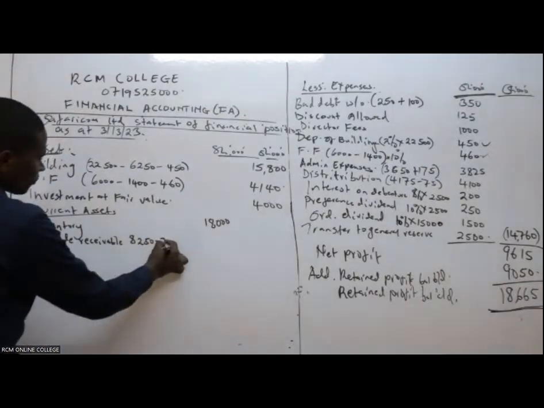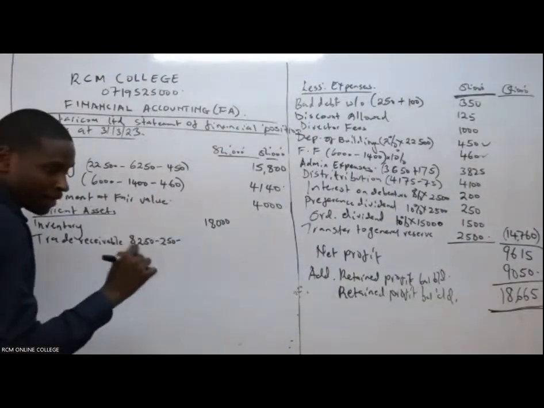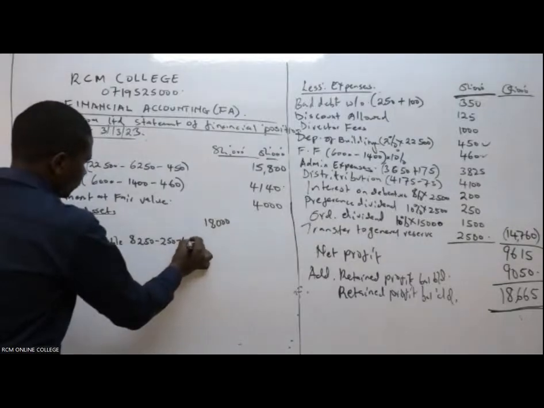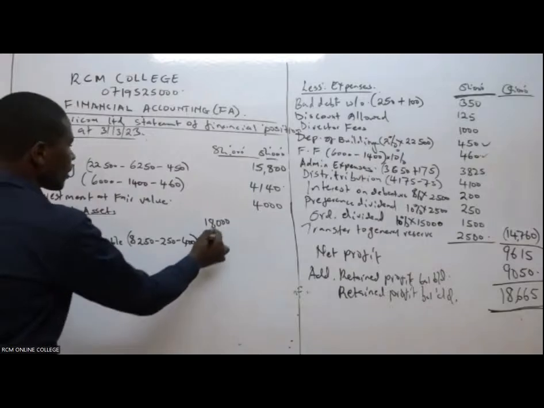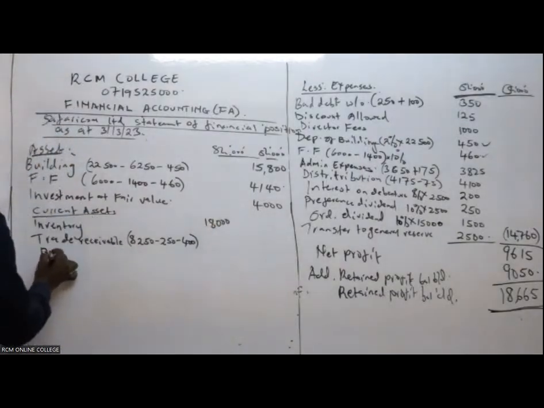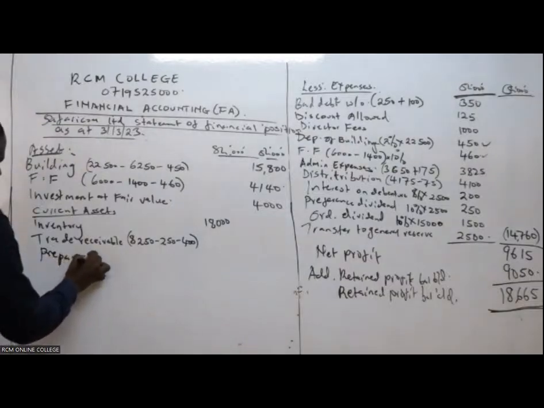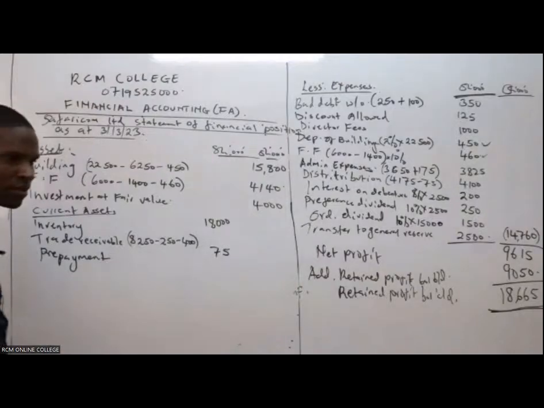Minus 250. Minus what? The allowance for doubtful debts, the 5% of 8,000. Put your value there. Then prepayment. Prepayment was 75. Can you give me this trade receivable figure?